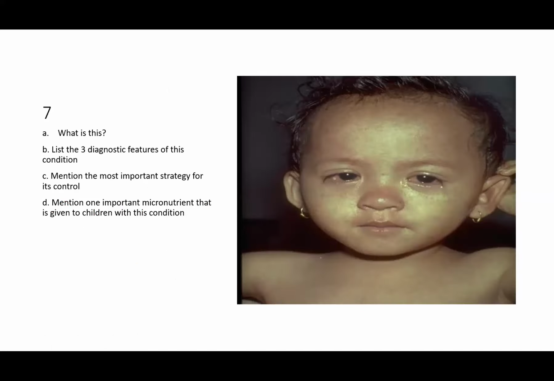Okay. What is this? You can see a child with rashes all over her head and neck and the chest. And if you look at her eyes, she has conjunctivitis. This is likely measles. So you are asked, what is it? Okay, this is measles.